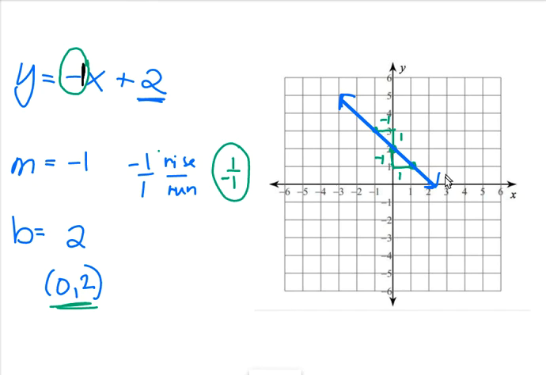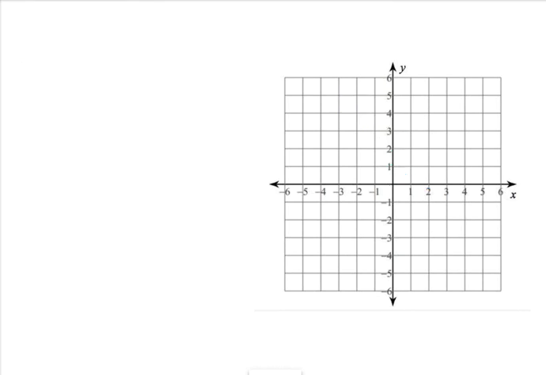Okay, don't forget to add your little arrows. The other thing to double check is my slope here is negative, which means my line should be going down from left to right. So double check those things as you're graphing. Those are little ways to check yourself. Next example.